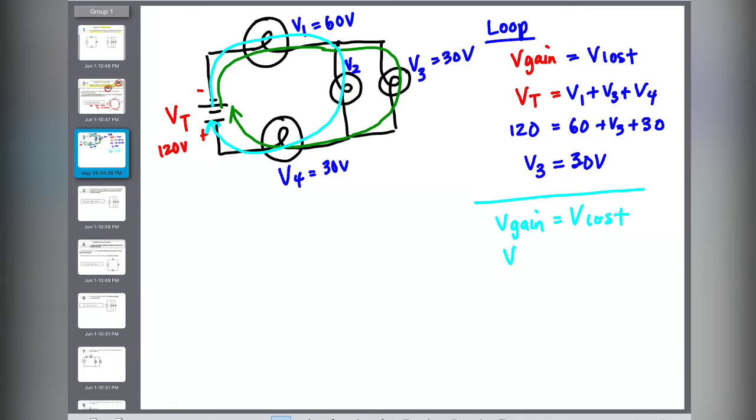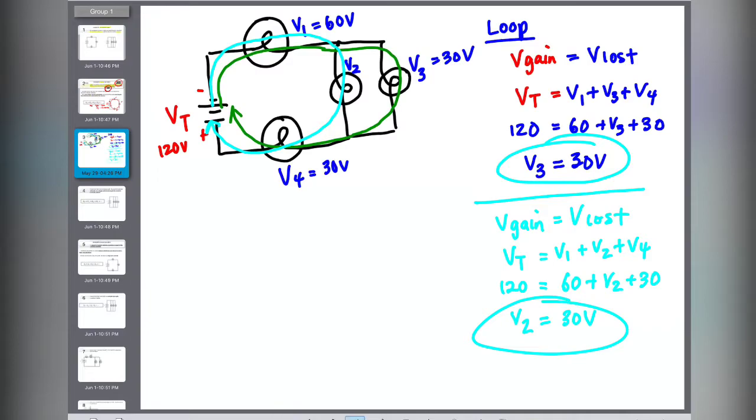So the gain is at the battery, which is VT. The loss happened at the loads, which are 1, 2, and 4. Do you see the turquoise blue one? I went through V1, 2, and 4, not 3 this time. Plug in your numbers. I know VT is 120, and it equals V1, which is 60, plus V2, which I don't know, but I do know that V4 is 30. Do the math. V2 is 120 minus 60 minus 30, which is also 30 volts.